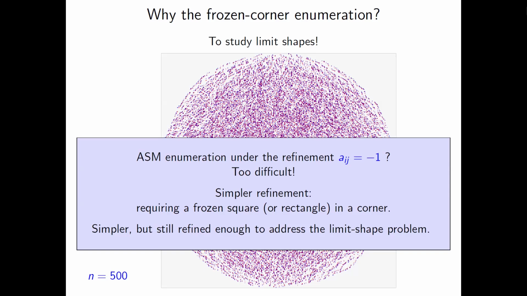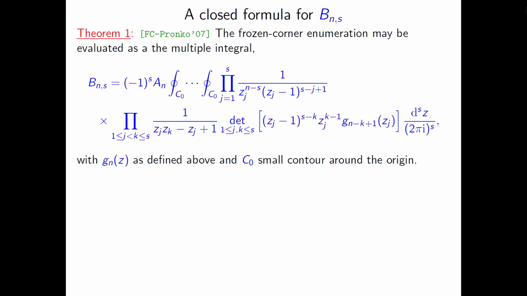It appears that a simpler refinement is just a frozen square enumeration, because it is simple enough to be computed explicitly, but at the same time, it is not a boundary correlation function. It enters into the bulk of your matrix, so it can test the limit shape. Actually, in principle, you could choose a rectangle, but for the rectangle we have some formula, but we have no combinatorial formula.